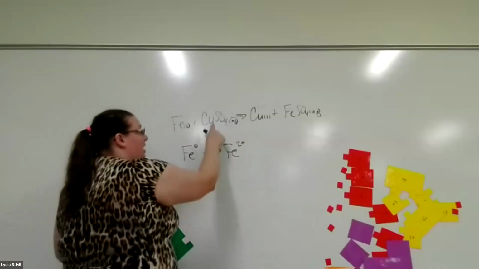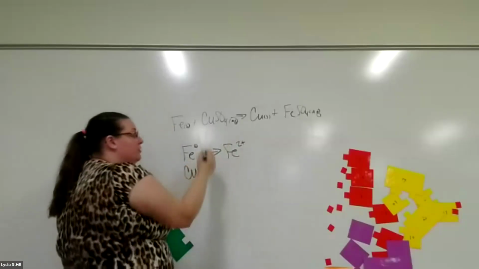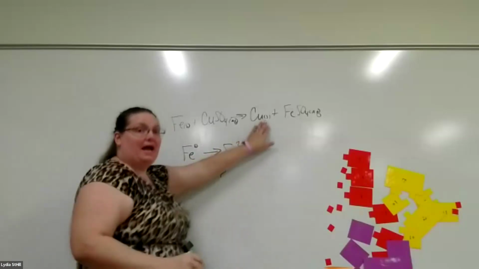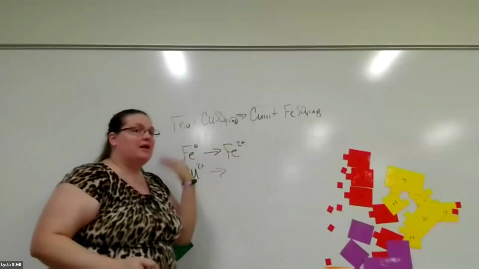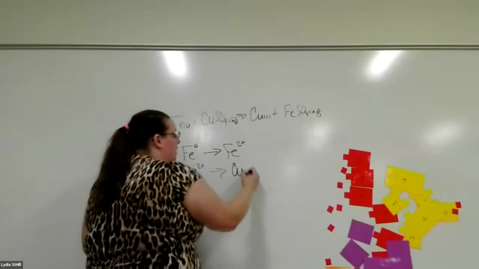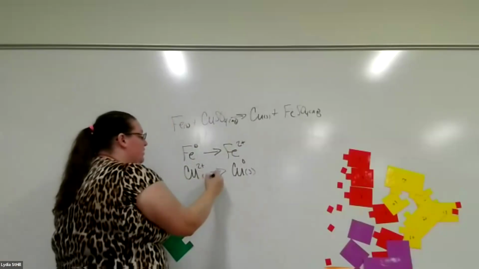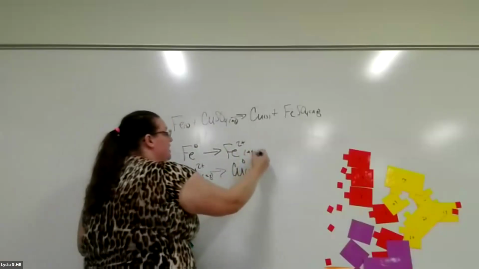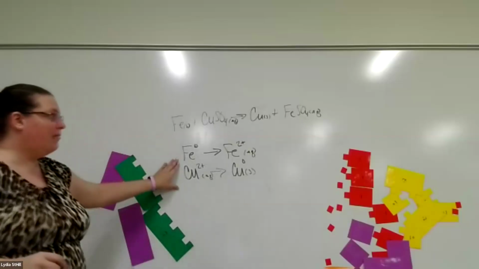Now, let's look at copper. Copper is bonded to sulfate, which means it's going to be a +2. And it goes to copper by itself, not bonded, elemental form. So think about it. What is the charge? It should be 0. So we're going to go copper with a charge of 0, and that's solid. Now these are aqueous because they're being sustained by the solution. So now we've got iron and we've got copper.